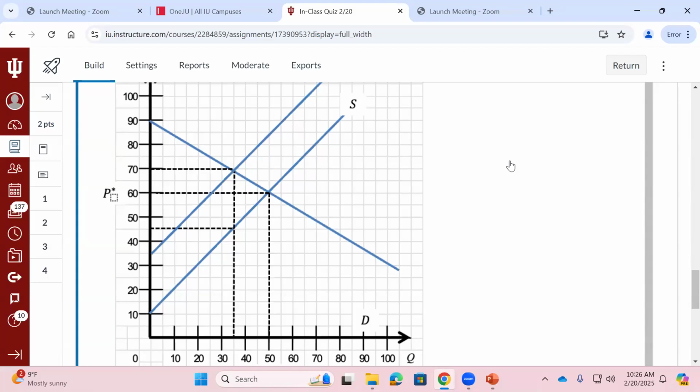Everything we've talked about today: quotas, price ceilings, price floors, taxes. What is deadweight loss? It's always a triangle that is pointing to the right. It's always that surplus that's lost from the fact that we are no longer at that equilibrium quantity. We're now at a lower quantity.